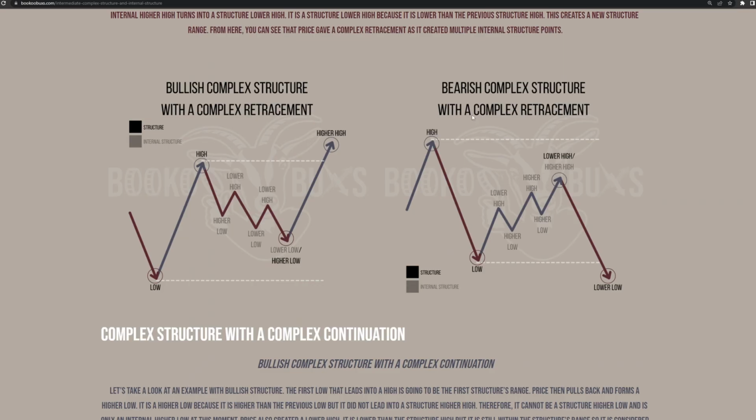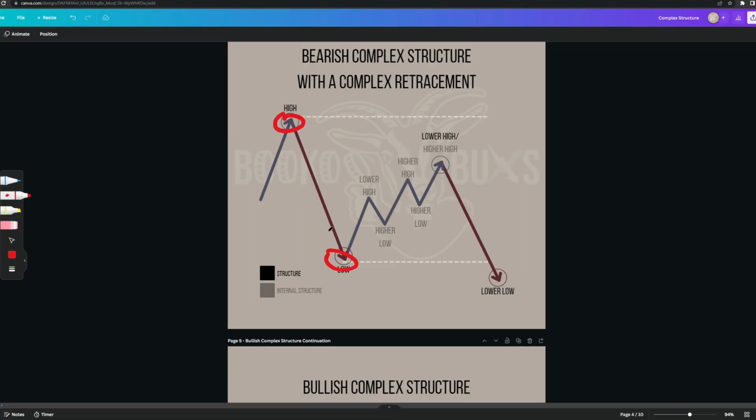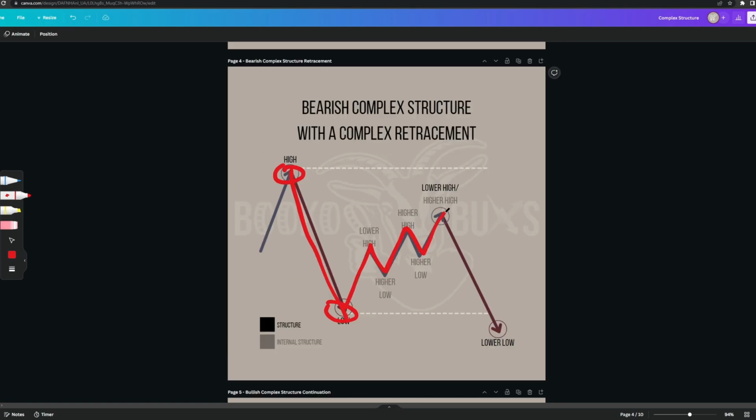So bearish complex structure with the complex retracement is the exact same thing. We have a structure high down to a structure low. This is very clean, no complexities behind it. As we get into the retracement, we don't get a clean push. We get this push. Ideally, we want to see this and then this, but that doesn't happen. So I'm illustrating here that this is what makes this complex structure, more specifically complex retracement.